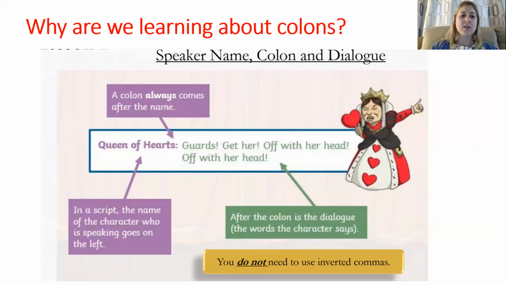So in a script, the name of the character who is speaking goes on the left-hand side and it's followed by a colon. After the colon, we have the dialogue. So that's what's being said by the character. Usually when we write speech, we use inverted commas, our 66 and our 99. In a playscript, it's different. Instead of having inverted commas at the beginning and at the end of our speech, we have a colon, and this indicates for the actor when it's their turn to speak. So you do not need to use inverted commas in a playscript.